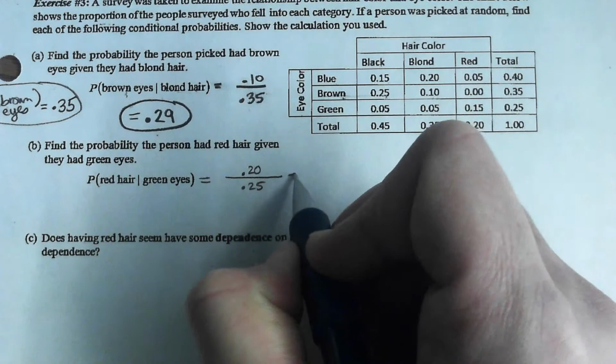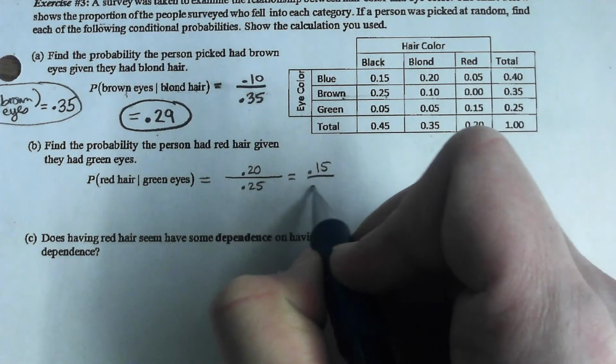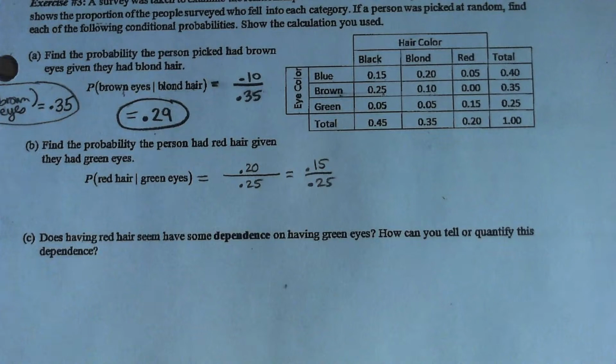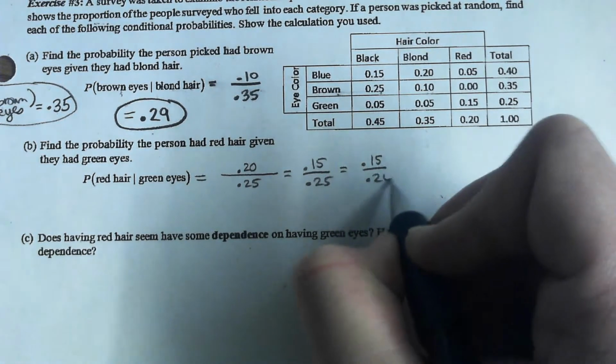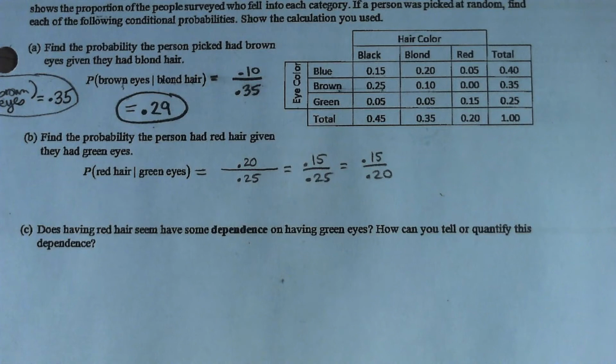Jason? Anybody get anything different? Owen? Anybody get anything different? Okay.